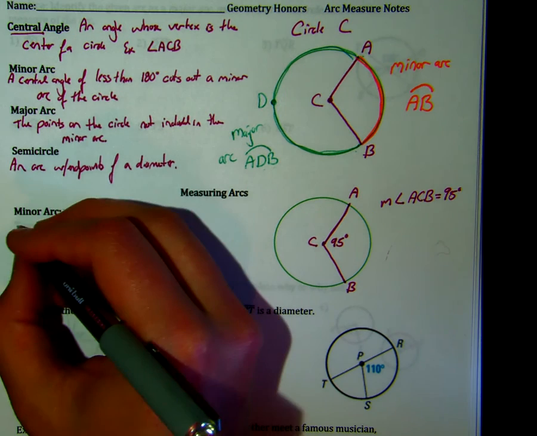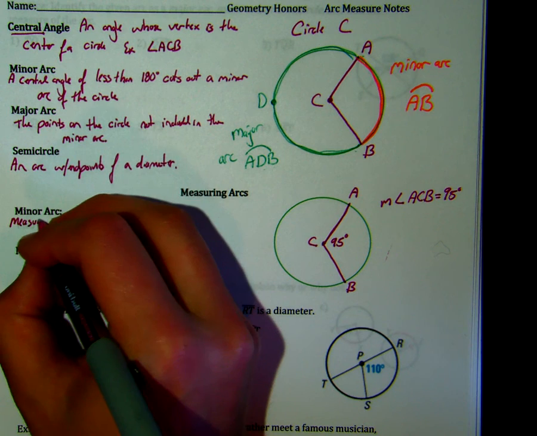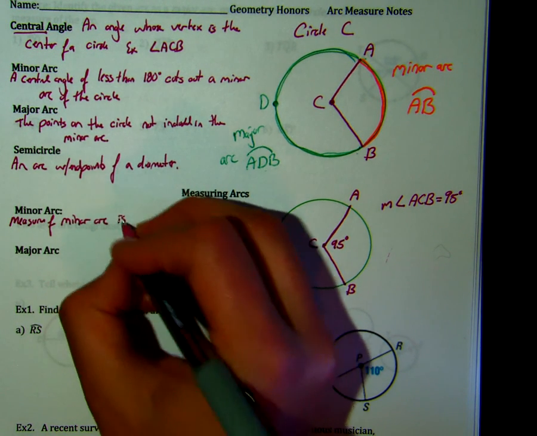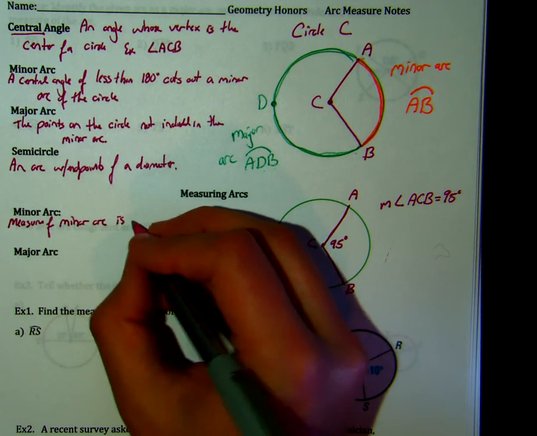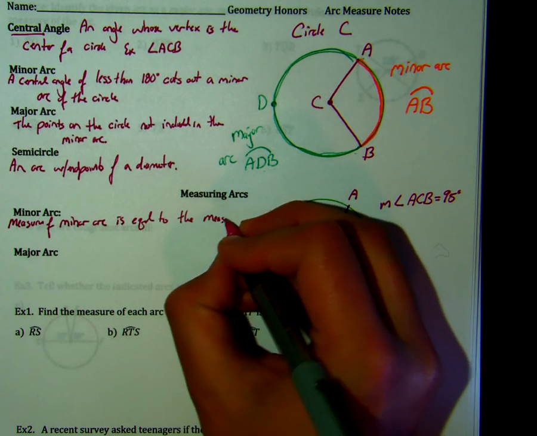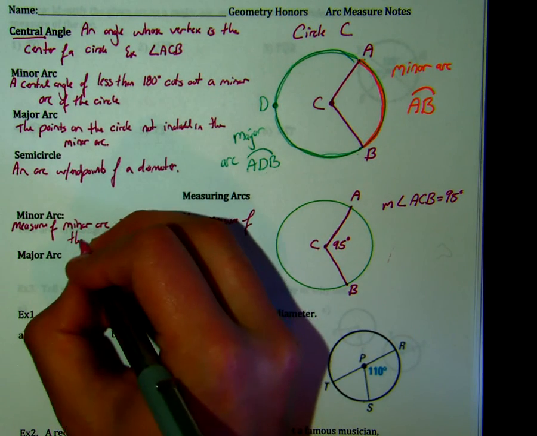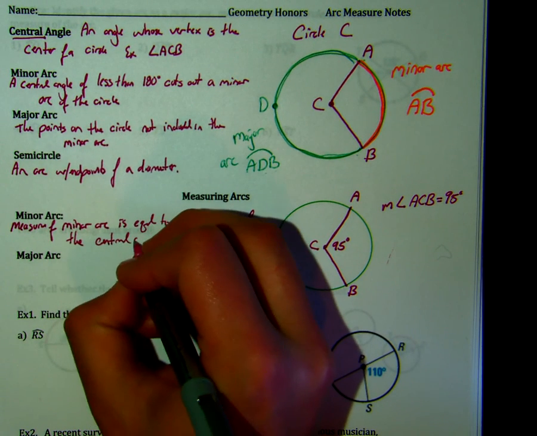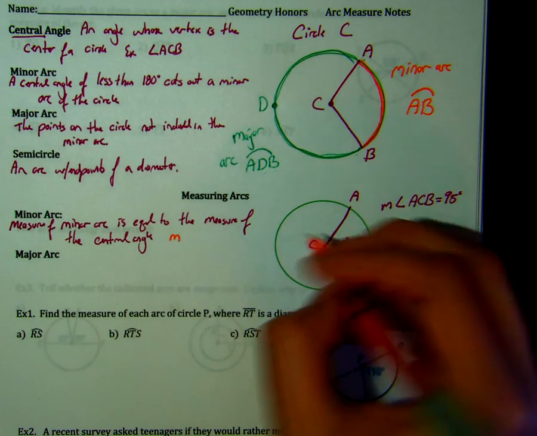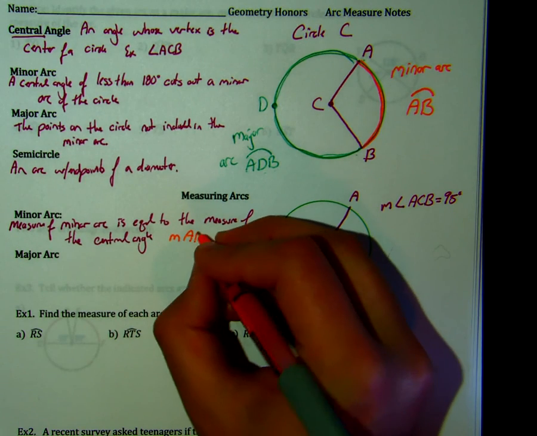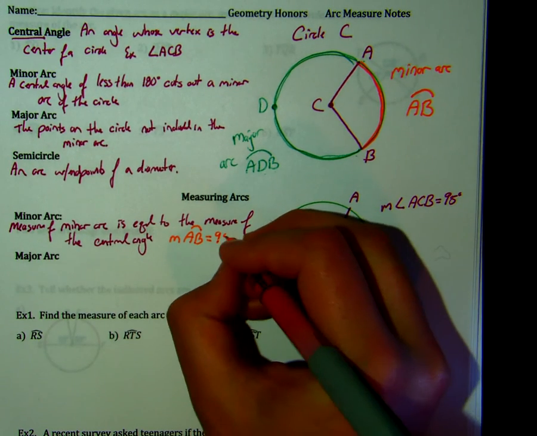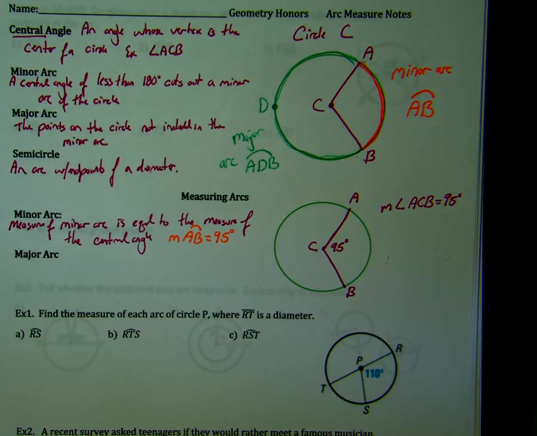So the measure of a minor arc is equal to the measure of the central angle. So that means that the measure of arc AB, so measure of arc AB is how I'd write that, is 95 degrees. So it's the exact same measurement as the measure of the central angle.